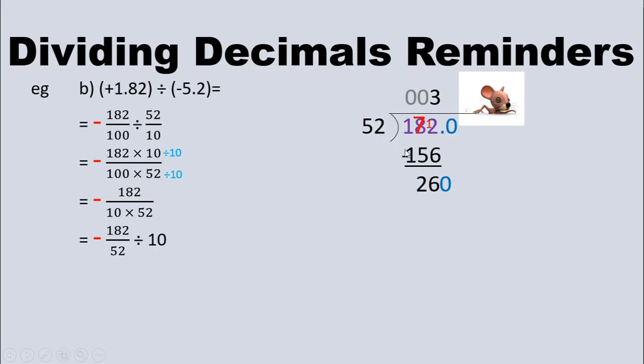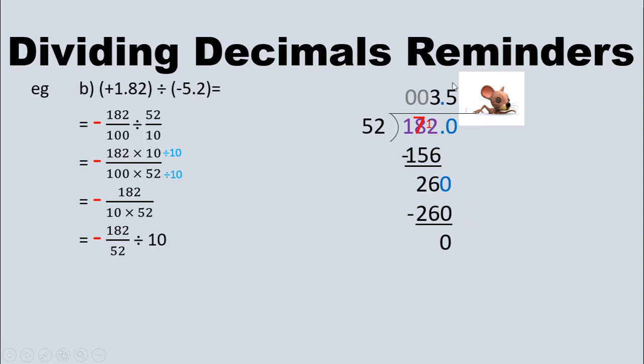I'm doing 52s into 260, and there are 5 of them. So I put a decimal lined up and I put a 5. 5 times 52, well, I know 5 times 50 is 250, so 5 times 52 is 260. It fits perfectly. My next step, subtract. I see that I've got a remainder of 0, and I've got no other digits to bring down, unless I want to keep bringing down zeros. But I think we're done.